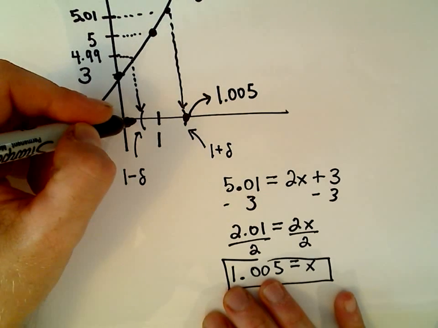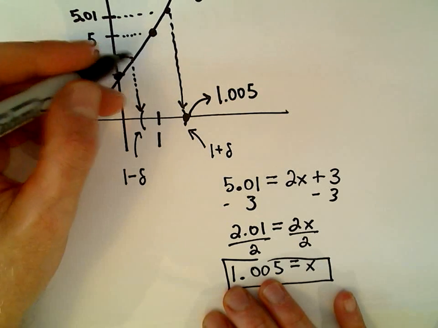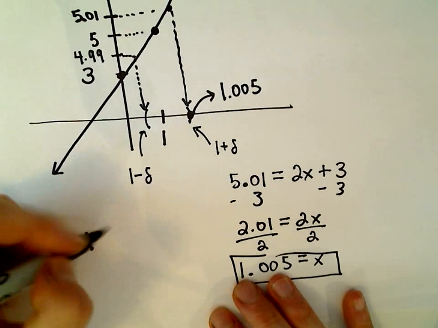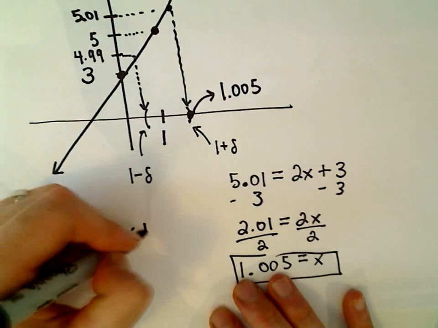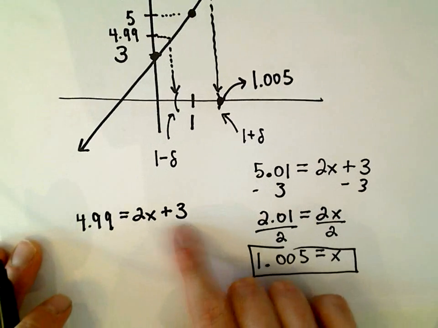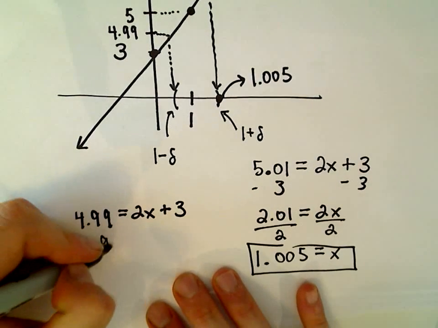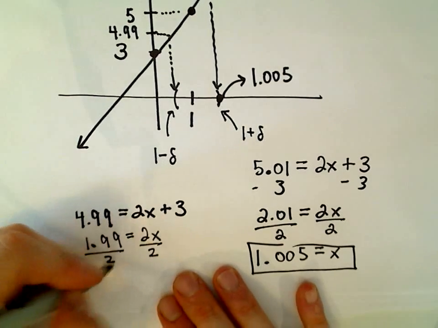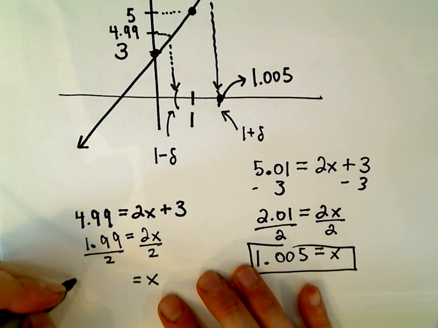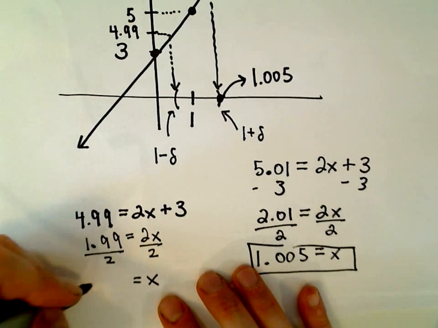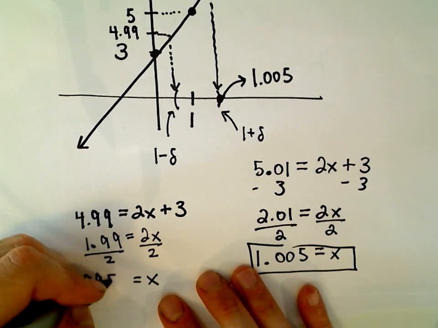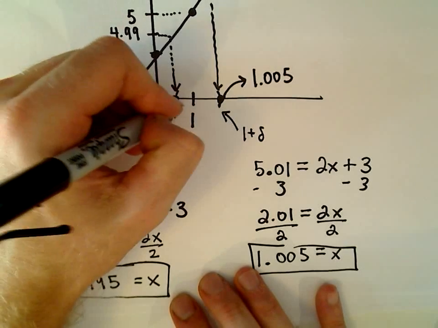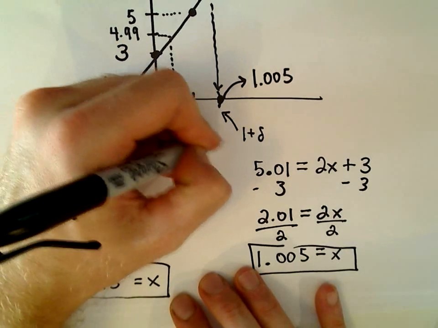We can do the same thing to figure out the x-coordinate smaller than 1 that gives us the y value of 4.99. So 4.99 equals 2x plus 3. Subtract 3 from both sides, that gives us 1.99 equals 2x. Then if we divide both sides by 2, we get x equals 0.995. So this x-coordinate on the left is 0.995.